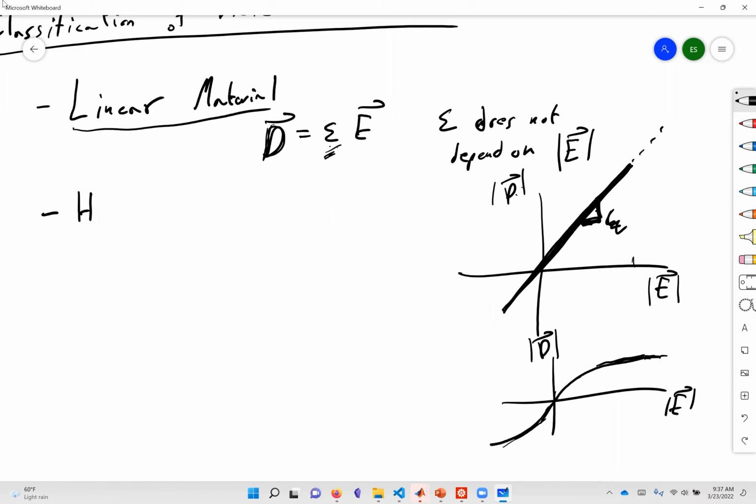The other property is homogeneity. So we say that the material is homogeneous, which means same epsilon everywhere.